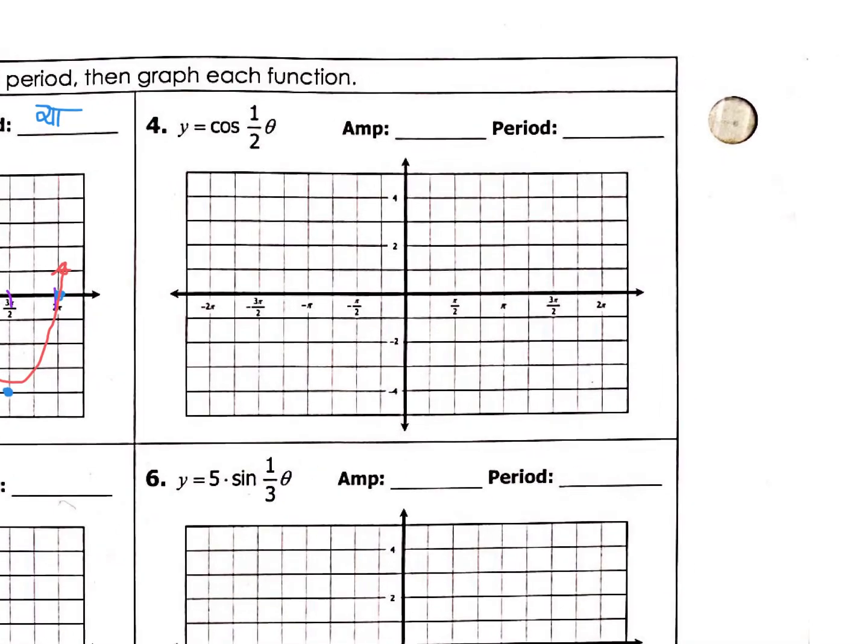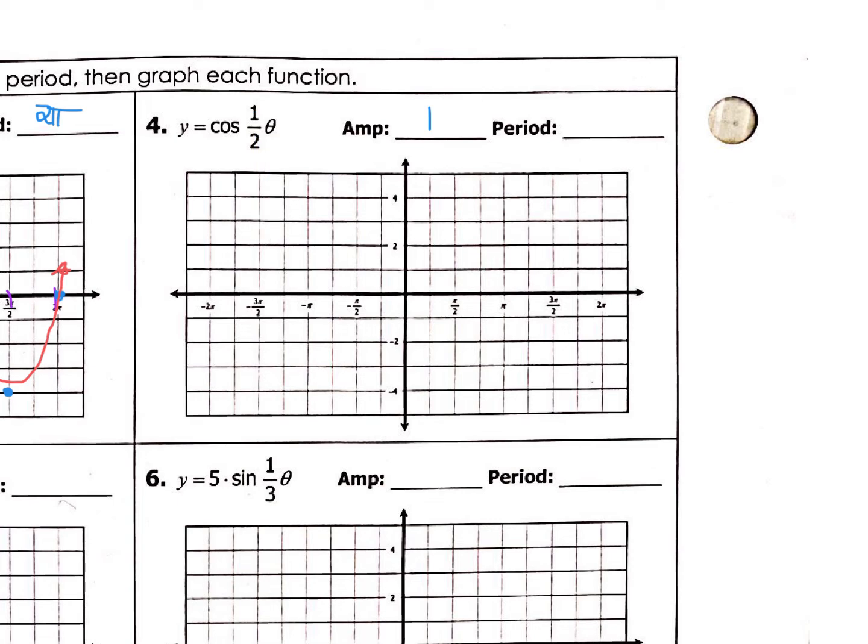So question 4 is cosine. And if you look at what's in front of cosine, there's no number here. So that means the amplitude remains the normal amplitude of 1. But we have a period change because there is a coefficient in front of theta.